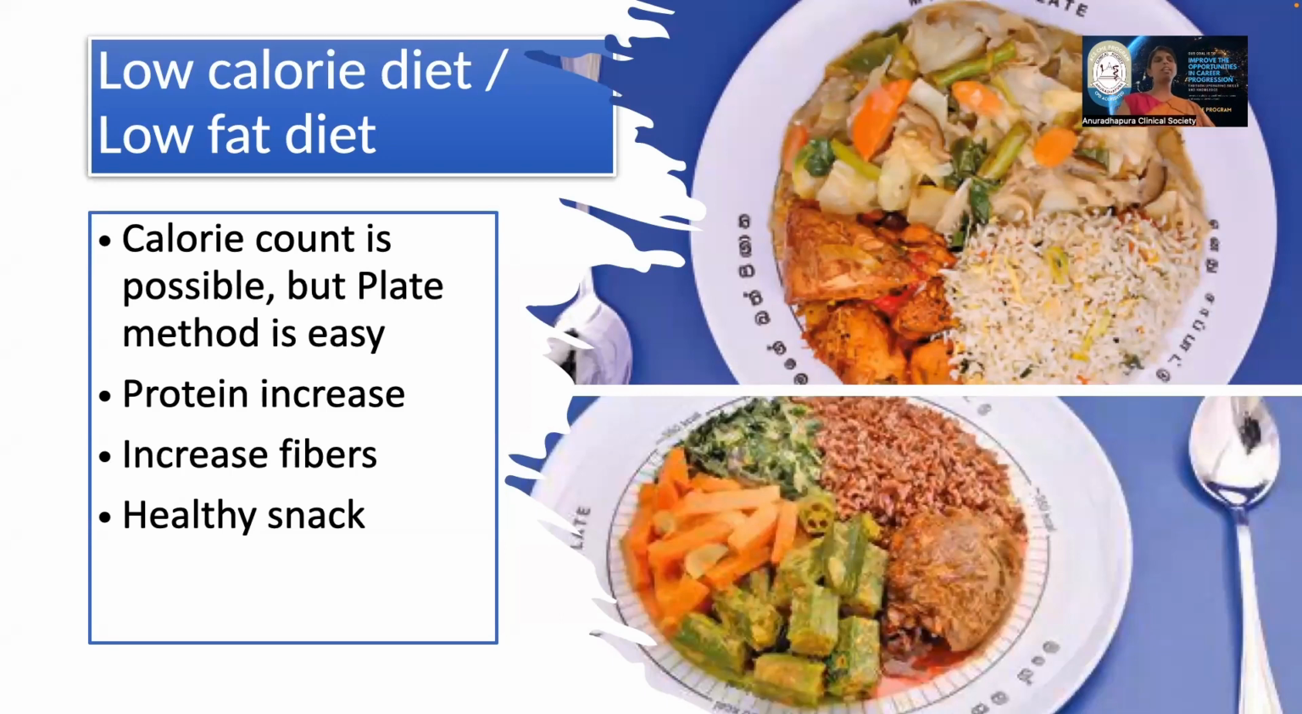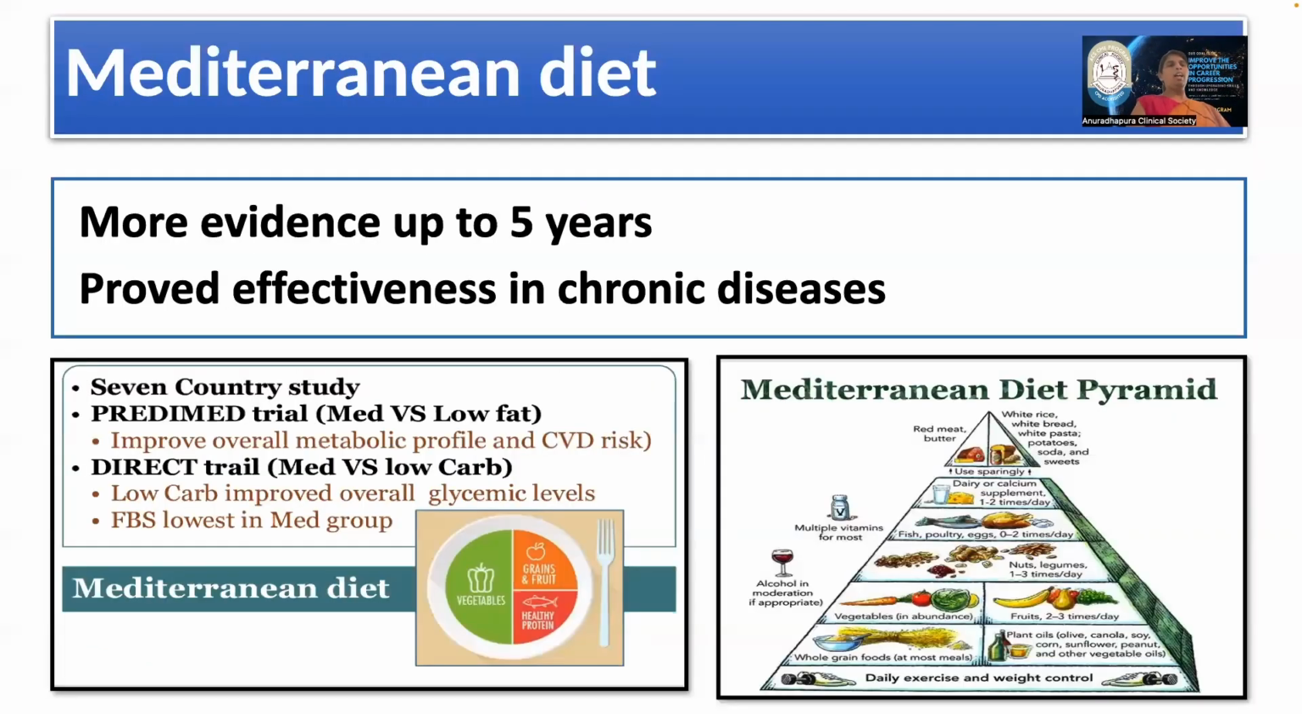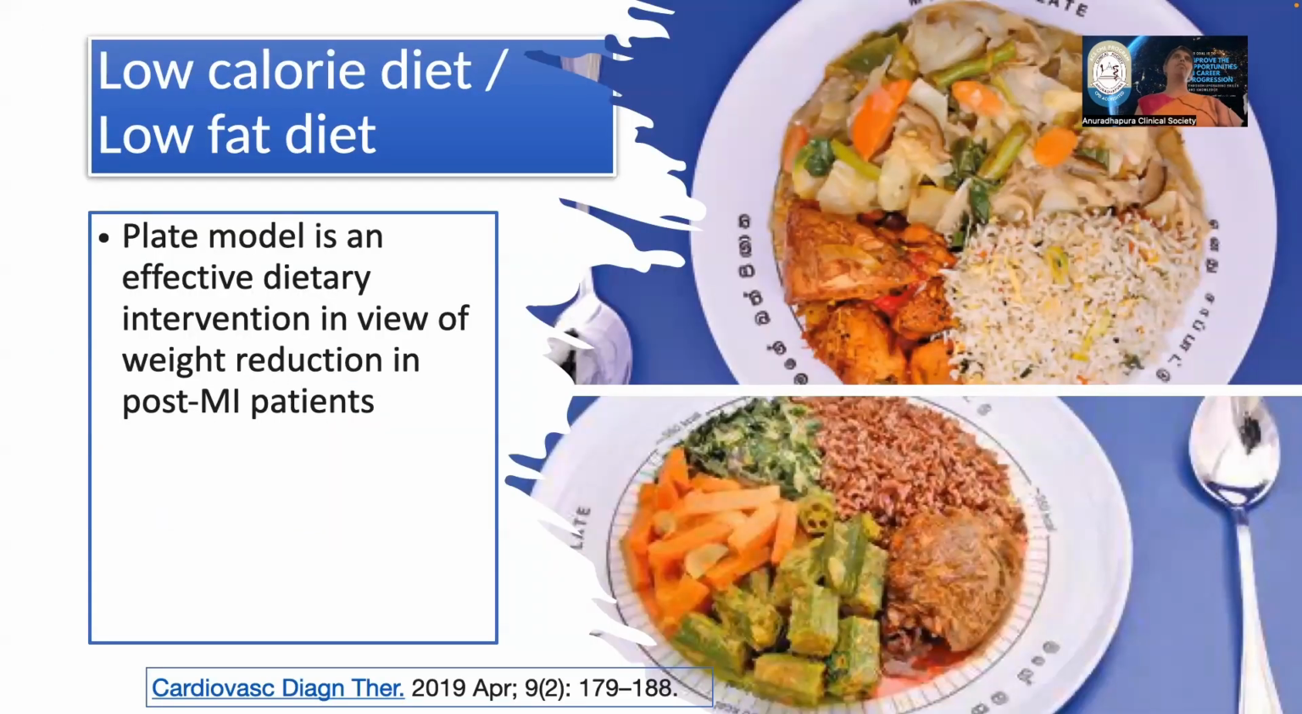With greens, we increase the fibers. Here I have put white rice and then a red rice. When we consider the plate model, amount matters. We'll discuss the rice types later. So here we reduce carb, fat, and oil. And there is evidence showing that the plate model is very effective in weight reduction in post-MI patients, but not only in post-MI patients. For all the patients who are having fatty liver and obesity and all the complications, the plate model is effective.